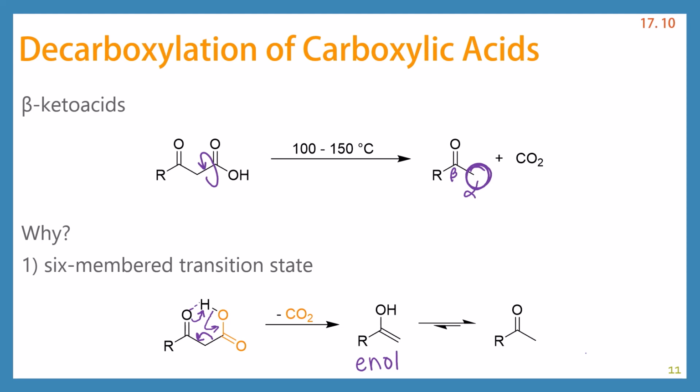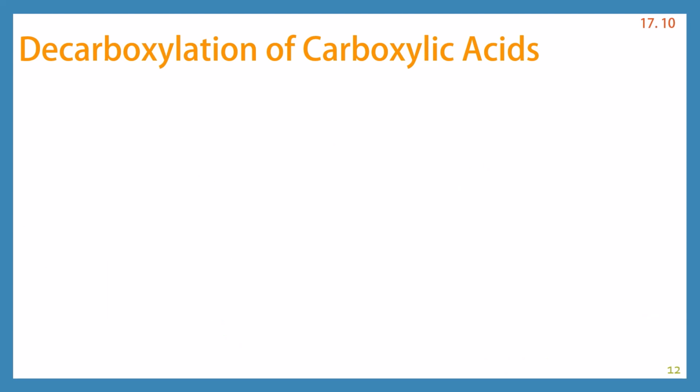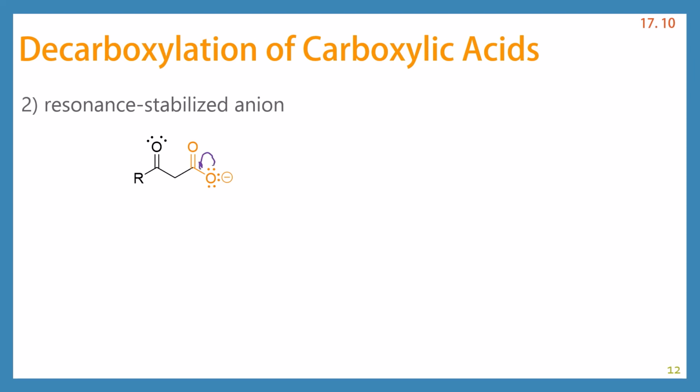Now, enols also will tautomerize very quickly to their keto form, and so we end up with a ketone as our product through tautomerization, which is something we are going to talk about a lot in chapter 18. Now, another thing that contributes to decarboxylation is that when you deprotonate the beta keto acid to have the carboxylate, and you go through the process of decarboxylation, the electrons on the oxygen are going to create a pi bond between the oxygen and the carbonyl carbon.